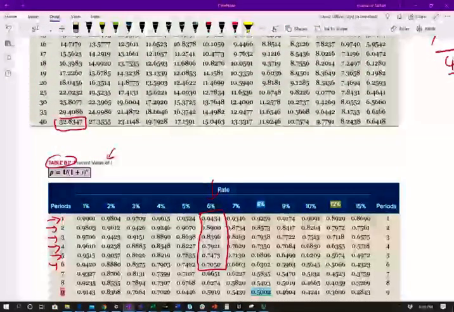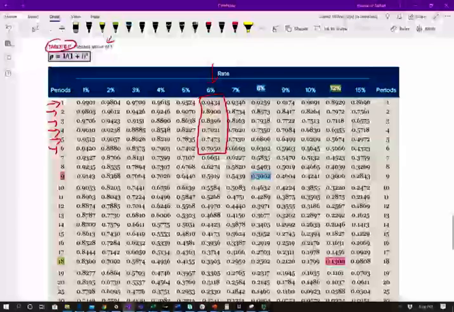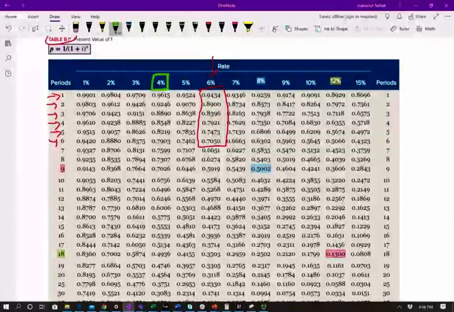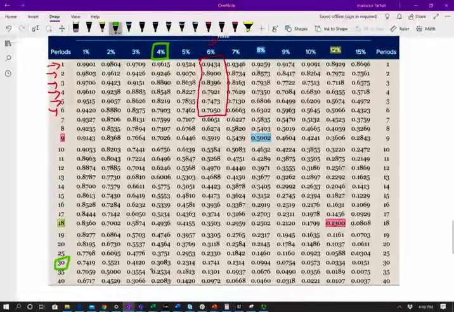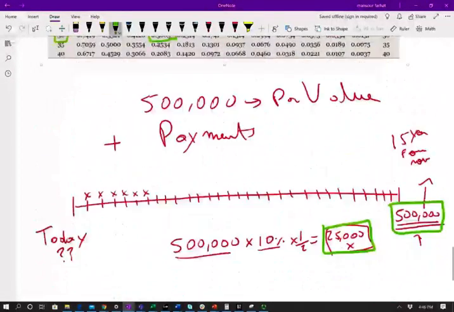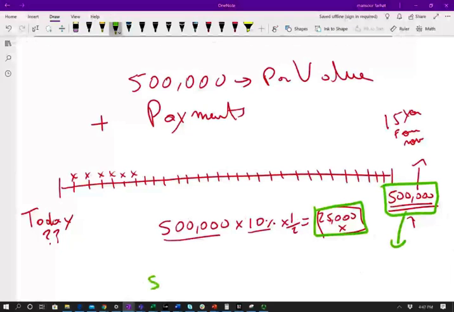So for this exercise, we're going to be using both tables, B1 and B3. So let's first finish table B1. For table B1, the interest rate is 4%, the period is 30 periods, and the factor is 0.3083. So what does that mean? It means you're going to discount the $500,000 at 0.3083, which means this $500,000 by itself is worth $154,150.